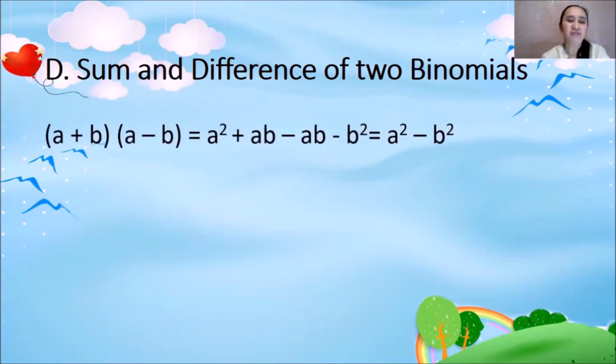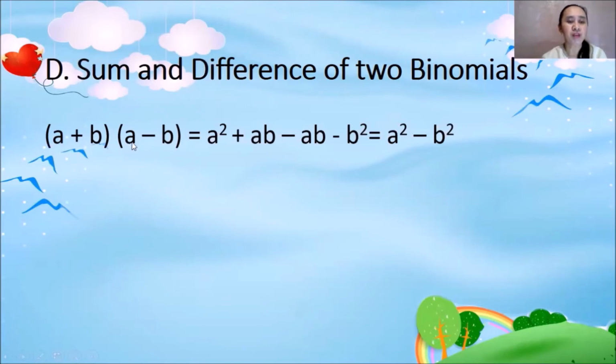So, in this given, the first term has the same variable of a and the same numerical coefficient. Also b. The difference is the sign of the last term, or the second term. This is plus b and this is minus b. The sum and the difference. So use the FOIL method.